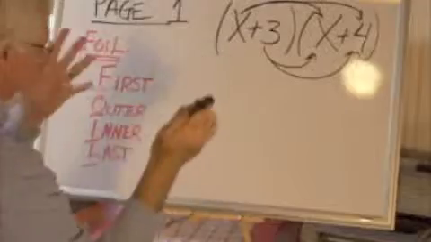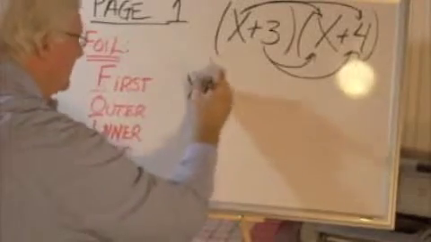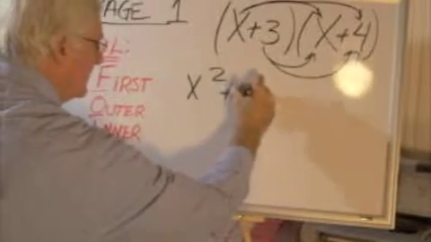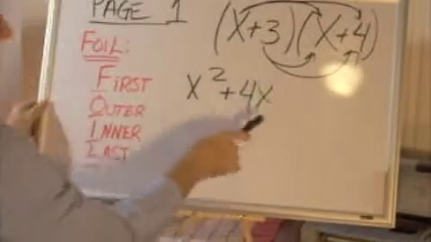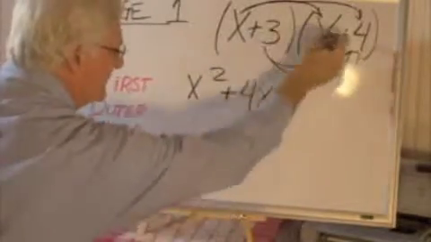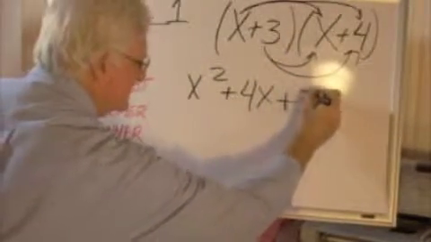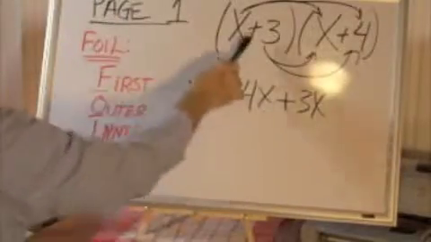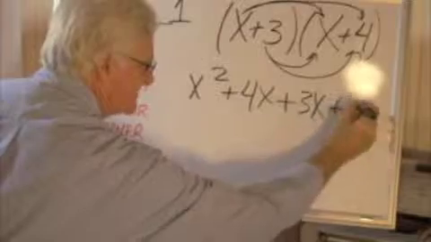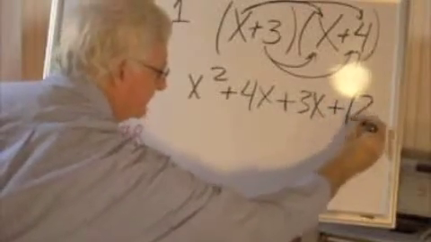X times X, you know the answer. X times a plus 4. Now, the inner times the inner. It's a plus sign, the number is 3, the letter is X. Now, the last two, plus 3, plus 4, is a plus. 3 times 4 is 12.